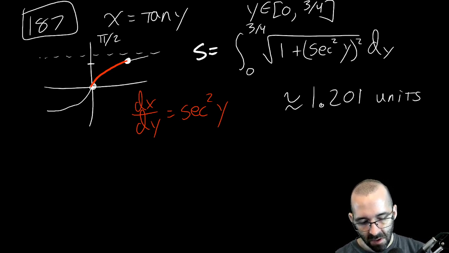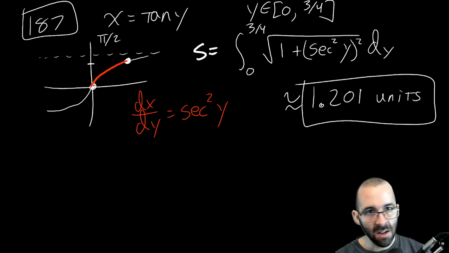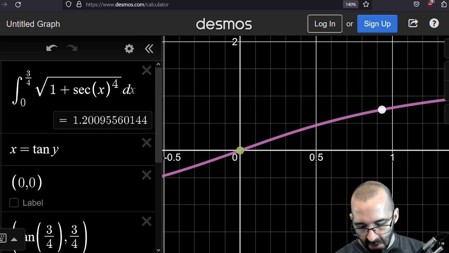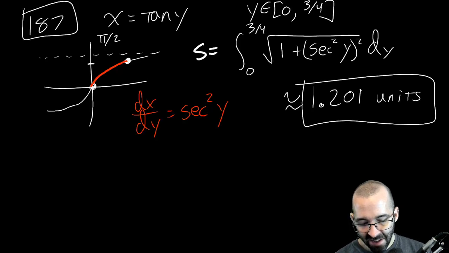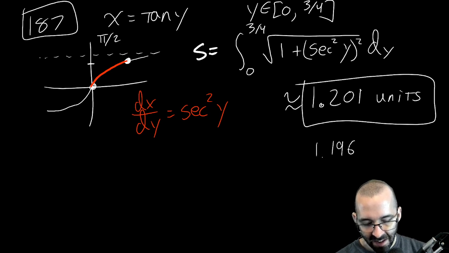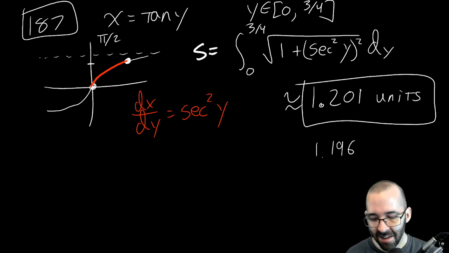This is arc length, so it'll just be in units. It's a length, meters, centimeters, inches, miles, whatever. And our approximation, if we used a line, was 1.196. That's a pretty good approximation here.